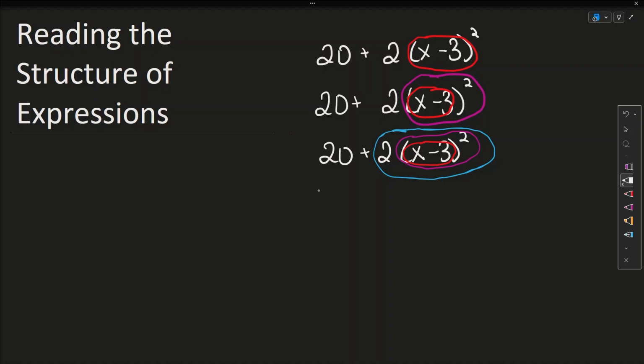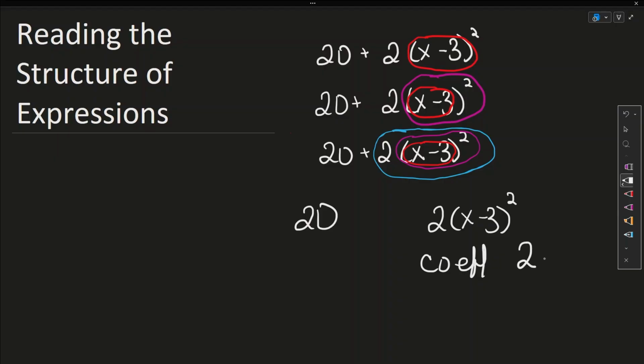This gives us our two terms. 20 is one term, and the other is 2 times (x minus 3) squared. We can also say that this second term has a coefficient of 2. That 2 multiplies the squared group (x minus 3) squared. Inside the group, we have x minus 3. So the expression is structured as 20 plus 2 times the square of x minus 3.